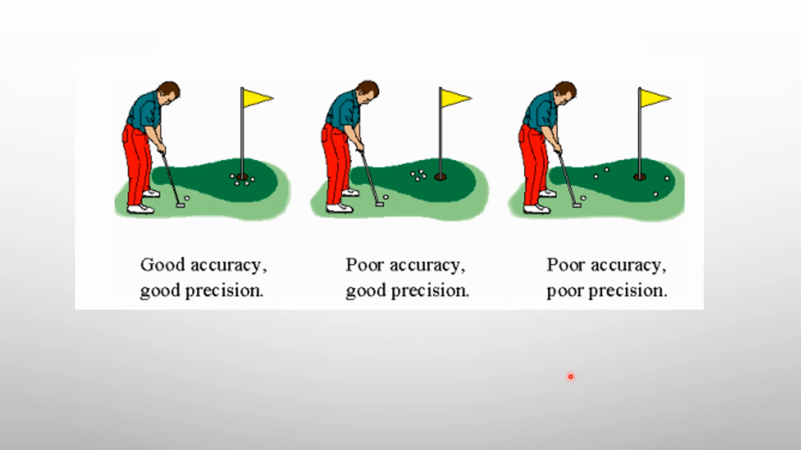And when we look at the last one, you can see the accuracy and precision are both poor. They are both low because, first of all, the balls are away from the true value, so they have low accuracy. And the other thing, they are also far away from each other, that is why they have poor precision.